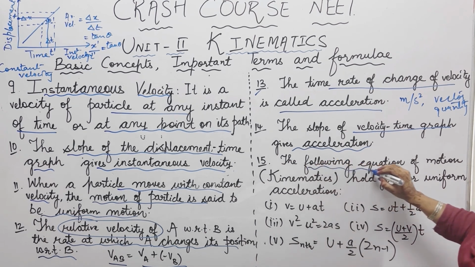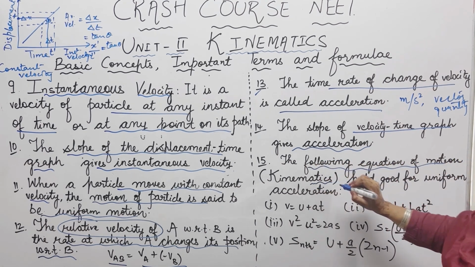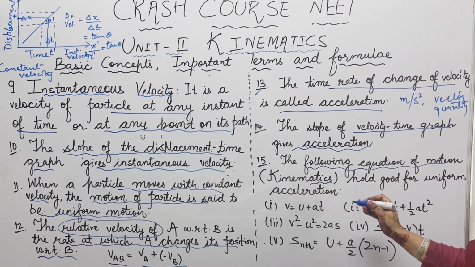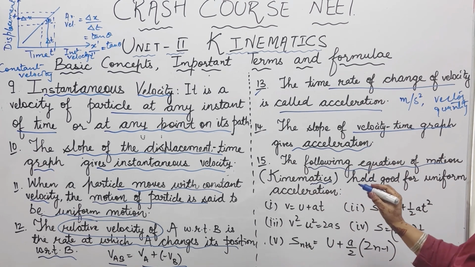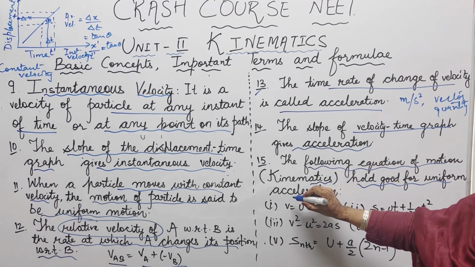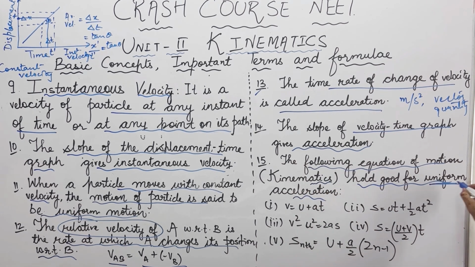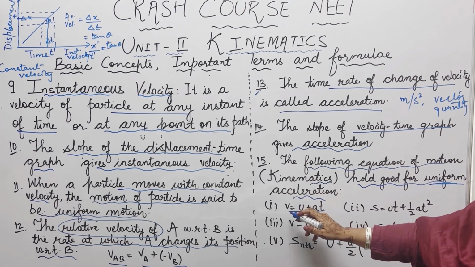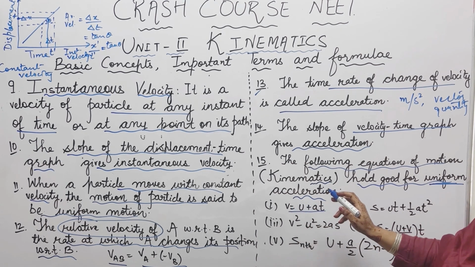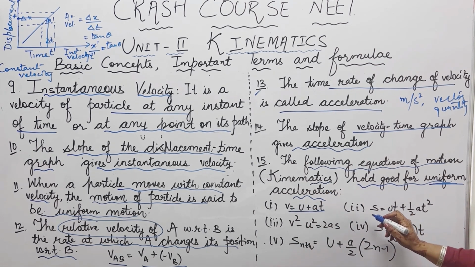The following are the equations of motion. It is kinematics because it is considering only the motion. It is not considering the cause of it, and it holds good for uniform acceleration. The first one is v is equal to u plus at. V is the final velocity, u is the initial velocity, a is the acceleration. S is equal to ut plus half at square.